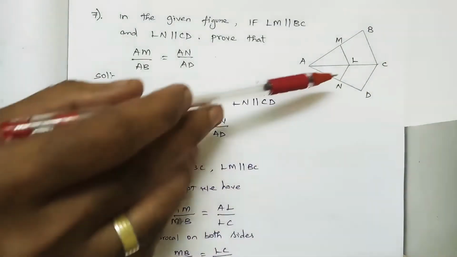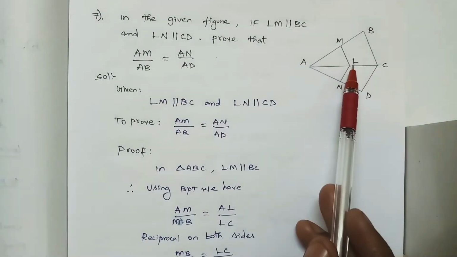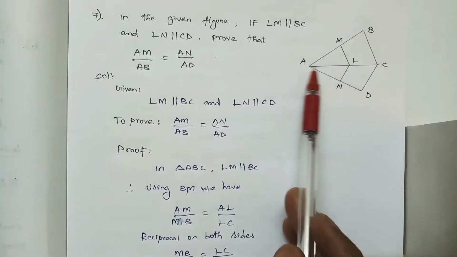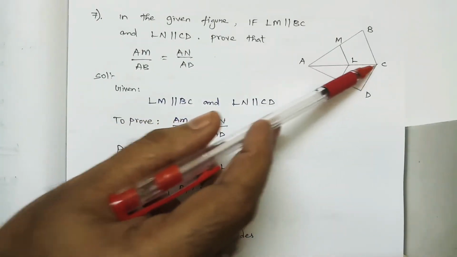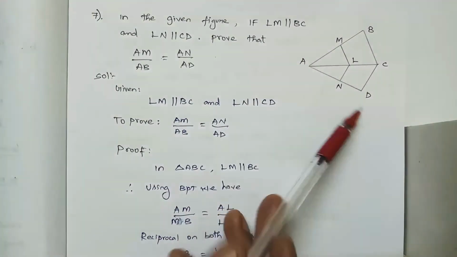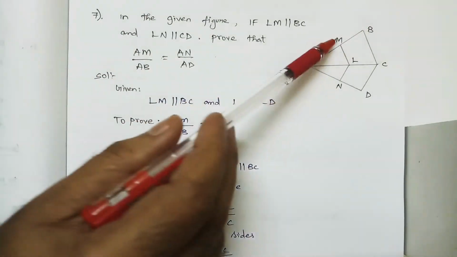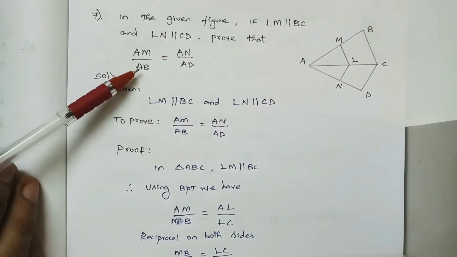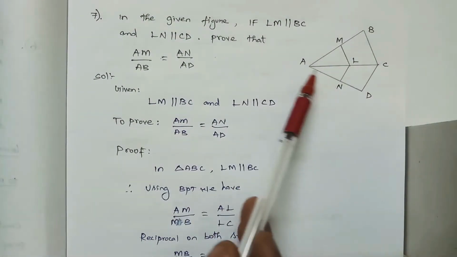For both triangles, which side is common? AL by LC is common. So from equations 1 and 2, we can say that AM by MB is equal to AN by ND. But here what they ask you to prove is not AM by MB, but AM by AB. That's very important. AM by AB is equal to AN by AD, right?